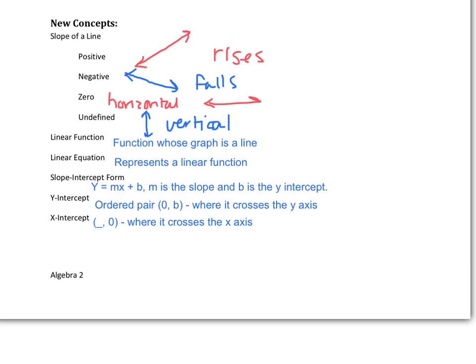Let's start with linear function, and that's a function whose graph is a line. And then a linear equation represents a linear function. Slope-intercept form: the formula y equals mx plus b, all of you very familiar with that, where m is the slope and b is the y-intercept. The y-intercept is the point where x is always equal to 0, then comma b, whatever the intercept is. It's where that line crosses the y-axis. And then the x-intercept: you have a number for x, and y is always equal to 0, because it's where that line is going to cross the x-axis.